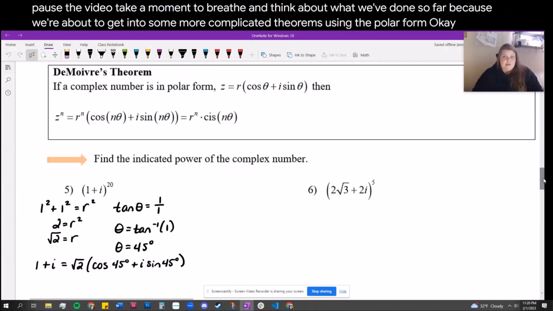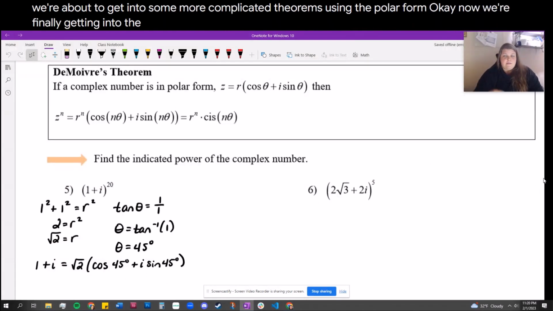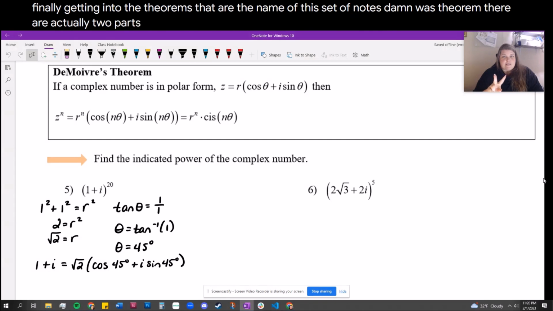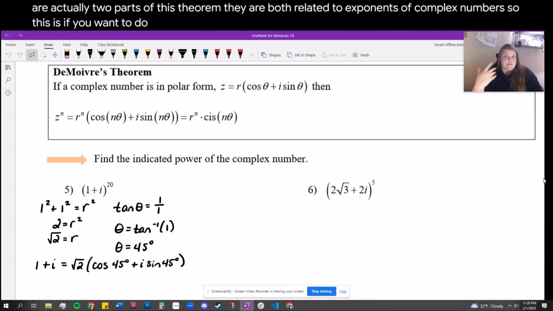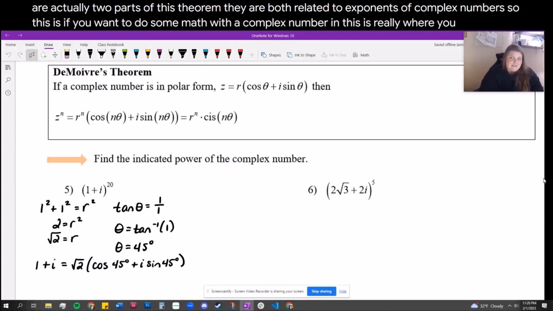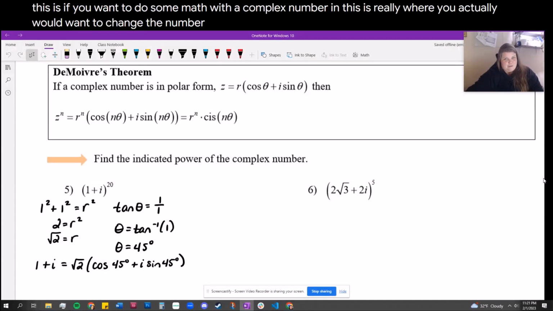Okay, now we're finally getting into the theorems that are the name of this set of notes, DeMoivre's theorem. There are actually two parts to this theorem. They are both related to exponents of complex numbers. So this is if you want to do some math with a complex number, and this is really where you actually would want to change the number to polar before starting.